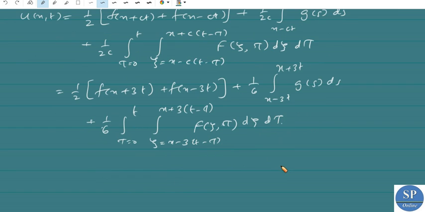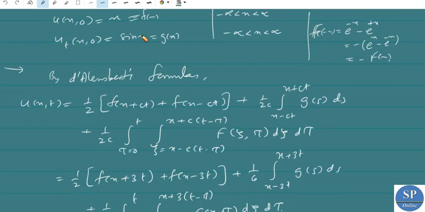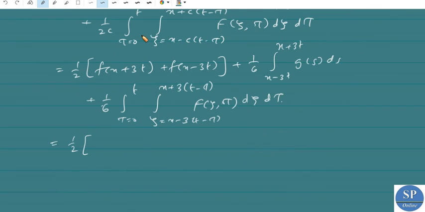Okay, so replacing the functions small f, small g, and capital F, small f is nothing but x, so f of x plus 3t is nothing but x plus 3t, plus f of x minus 3t is x minus 3t, plus 1 by 6 into integral x minus 3t to x plus 3t.